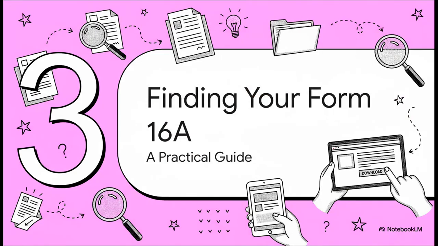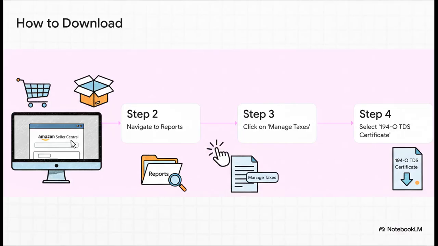Okay, enough with the theory. You're probably thinking, this is great, but where do I actually get my hands on this form? So let's get practical and I'll show you exactly where to look. It's incredibly straightforward, really. Just log into your Amazon Seller Central account. From there, you're going to navigate to Reports, then click on Manage Taxes, and you'll see the option right there, 194(o) TDS Certificate. 4 clicks, and your document is ready to download.